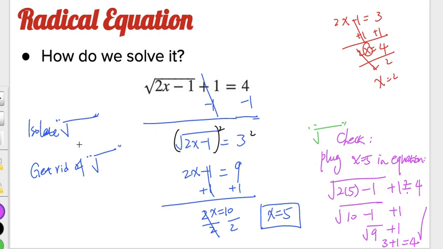And again, the major steps here are: first, we need to isolate the square root, and then we need to get rid of the square root symbol by squaring both sides. Okay, so that's the first example. In the following video, we are going to practice more examples so you can totally master this type of topic.